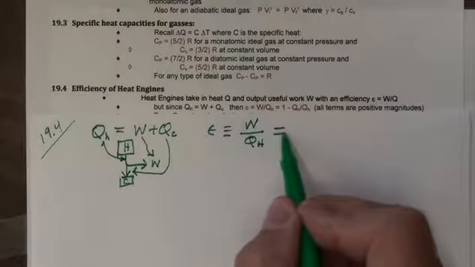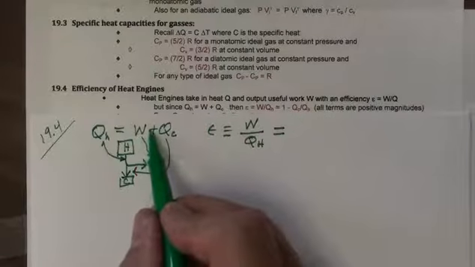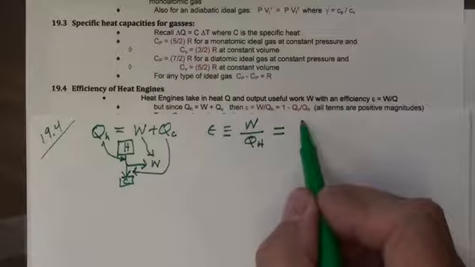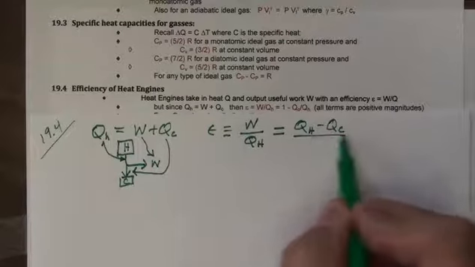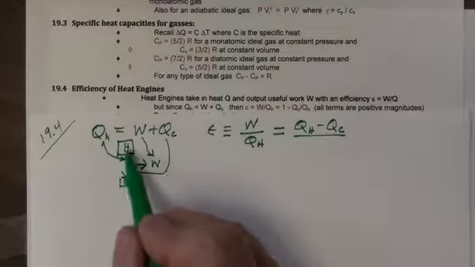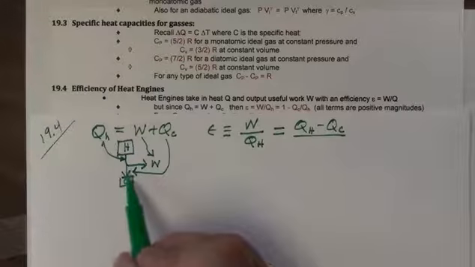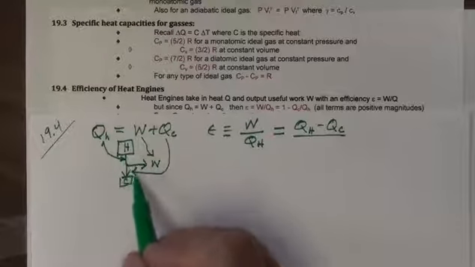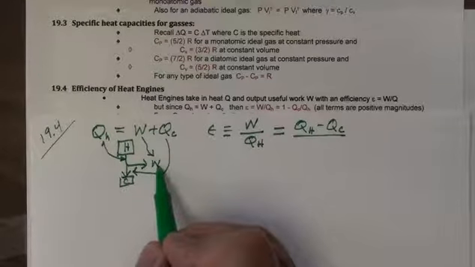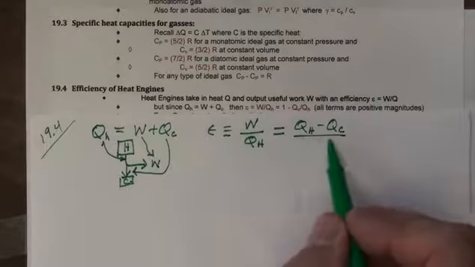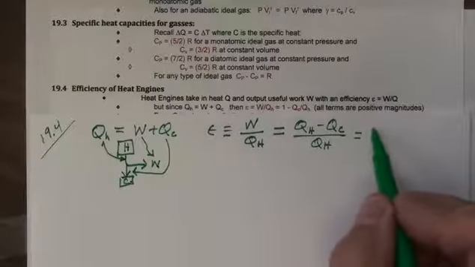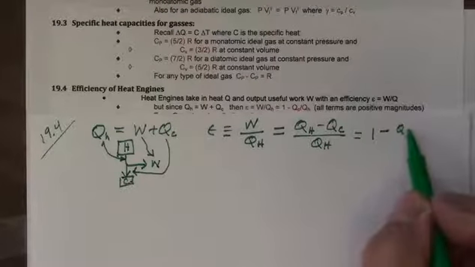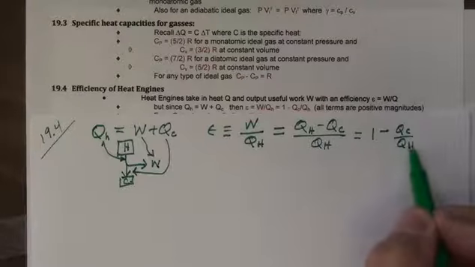So now having this, we can say, let's take the work and write it as Q hot minus Q cold. That's because of energy conservation by the first law of thermodynamics: this energy plus this energy must equal this, which we've written up here. So we can write it this way and divide by Q hot. And what that results in is 1 minus Q cold over Q hot.